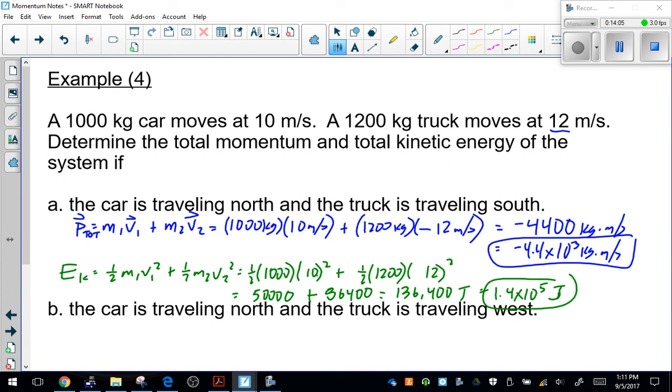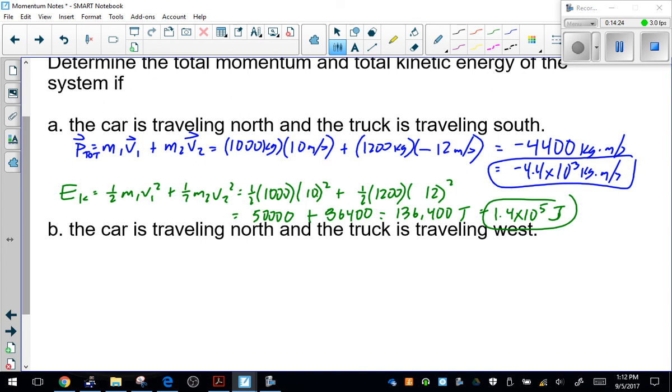Okay? So there's a little bit of a trick there, hey? A little bit of a trick, not too much. Just remember that momentum is a vector, direction always matters, kinetic energy is a scalar, direction never matters. Right, Cameron? Okay, let's take a look at B. This time the car is traveling north and the truck is traveling west. Does it change anything? Sure does with momentum, at least. How come? Because direction matters for momentum, right? We've changed direction, and direction matters.